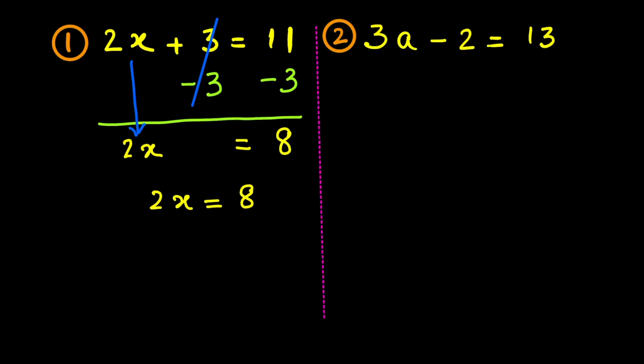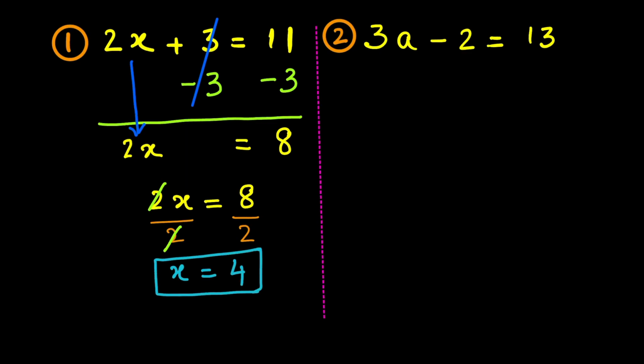To isolate the variable x, again doing the opposite operation, since x is multiplied by 2, we divide both sides by 2. So this is the second step. So 2 and 2 get cancelled, and we get x is equal to 8 divided by 2, which is 4. So x is equal to 4 is the answer. We got the answer in two steps. First we subtracted 3 and then to isolate the variable x, we divided by 2.